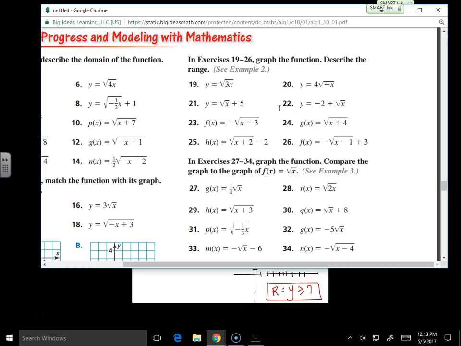Number 22 is the same. You have to find the domain, but when you plug in, you're going to do the square root first because it's a grouping symbol, and then you're going to add -2. Kind of like this one, we found the square root in the last example, and we added 7. We're just going to find the square root and then subtract 2.